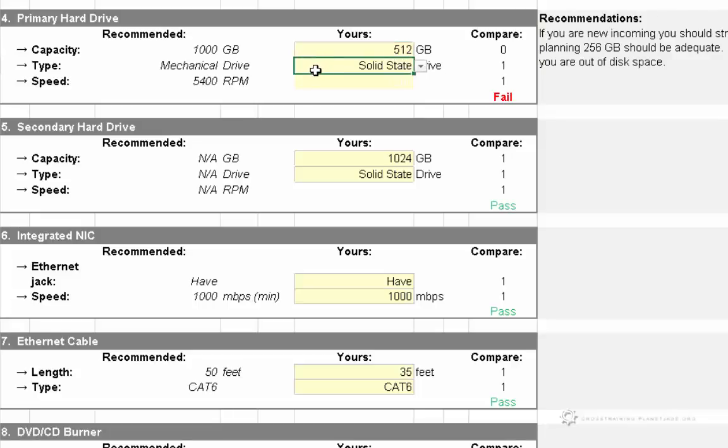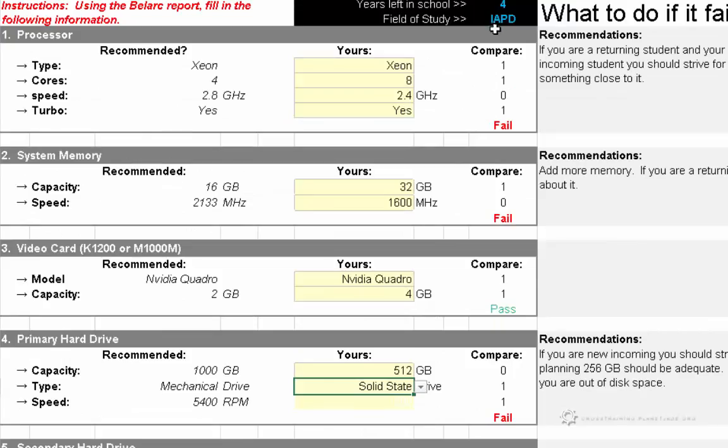The next requirement is we're recommending a minimum of a mechanical drive if you're in interior architecture and product design. So again, pay attention to what this drop down is set to. In this particular situation, the user has a solid state drive, which is obviously much faster than a mechanical drive. So speed is not really relevant here. But if you do have a mechanical drive, speed will become relevant, and for interior architecture and product design, they're recommending a minimum of a 5400 RPM.